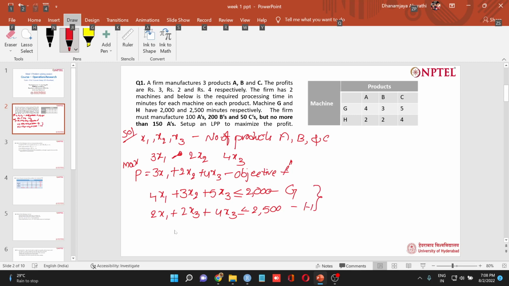Next we have to find out the non-negative restrictions. In an LPP we must have an objective function subject to the constraints. Here we have already found the constraints. And what are the non-negative restrictions?